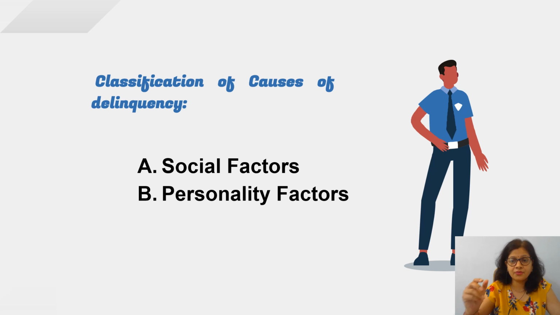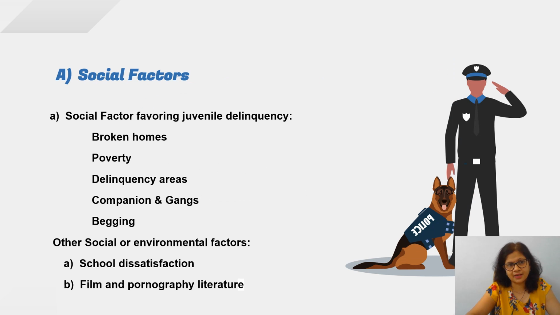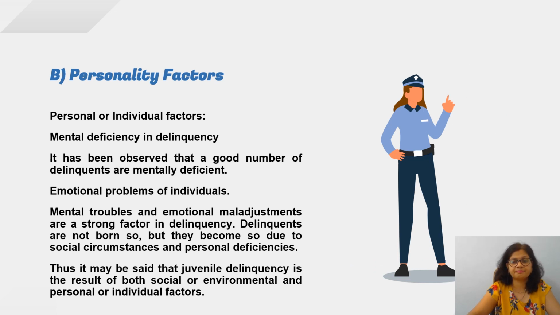The classification of causes of delinquency. All the causes can be broadly categorized into two types: social factors and personality factors. The social factors include broken homes, poverty, delinquency areas, companions and gangs, or begging. Other social and environmental factors also include school dissatisfaction and films, and nowadays pornographic literature is also a very important factor which affects juveniles.